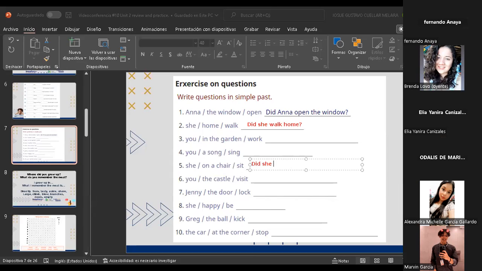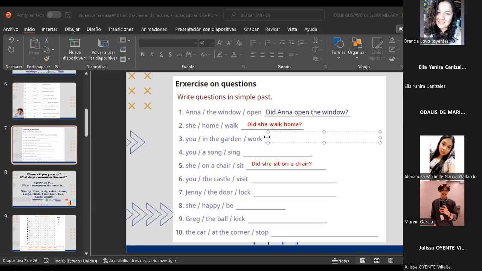Did she sit on a chair? On a chair. Mm-hmm. Bien, hay una cantante que se llama Cher. Cher. Pues, ajá, pues así se escribe. Así se pronuncia, perdón. Did she sit on a chair? Thank you. Fernando, and after Fernando, we go with Rosa. Please, my friend. Okay, number 3. Did you work in the garden? Okay, good one.